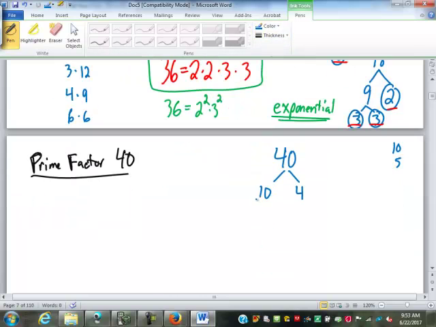10. Obviously, I'm not going to divide by 10. Is it divisible by 5? Yes. If I divide it by 5, what's left? 2. Both of those are prime, so I'm going to circle them. Going over here, 4 is not divisible by 10 or 5. The next thing I usually look at is 2s. Can 4 be divided by 2? Yep. What's left over? 2. The next thing I would look for is to see if it's divisible by 3.